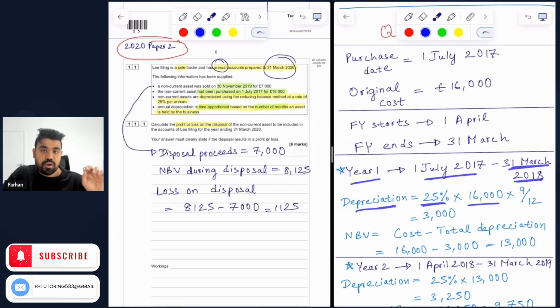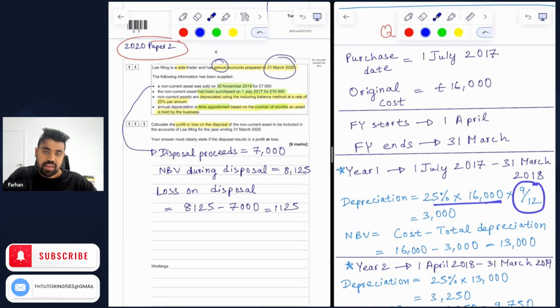Because the asset was used for 9 months in that financial year, we have to further multiply our calculations by 9 over 12. So 9 over 12 simply means that out of the 12 months that we have in a financial year, the asset was actually used for 9 months. And this also takes care of the adjustment that we need to do with the given percentage of 25. The 25 is an annualized rate. As you can see in the question, it explicitly mentions a rate of 25% per annum. So once we do 9 by 12 as an additional multiplication, it automatically takes care of the adjustments.